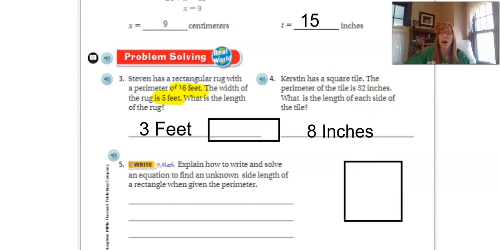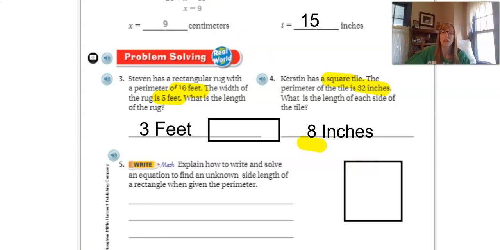Okay, so that means, let me get my highlighter again. So you have 32, right here we have 32 inches, and it's a square. So that means all 4 sides are equal. So you have 32 divided by 4 equal sides, and so that will be 8 inches.